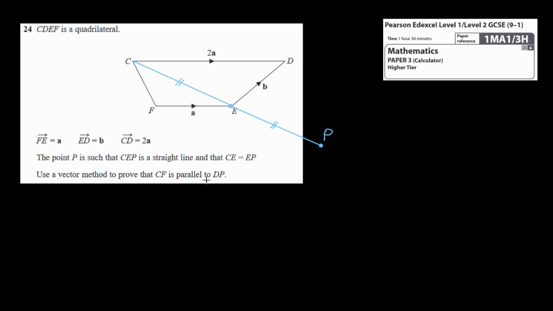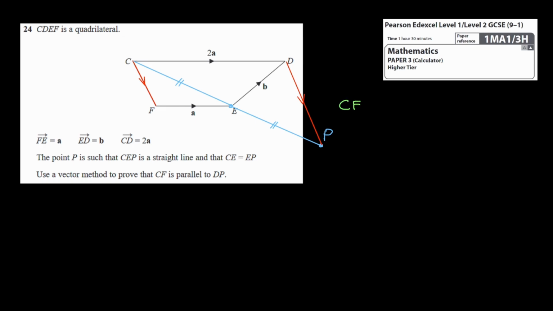Use a vector method to prove that CF, which is this vector here, is parallel to DP, which is this vector here. Well, to prove these two lines are parallel, we need to travel along them and quote our travel in terms of other vectors. CF, I can travel along CD, then back down along DE, and then back down along EF. So I can quote CF already. So let's write that down and get that out of the way.